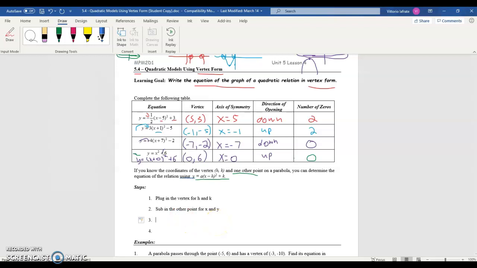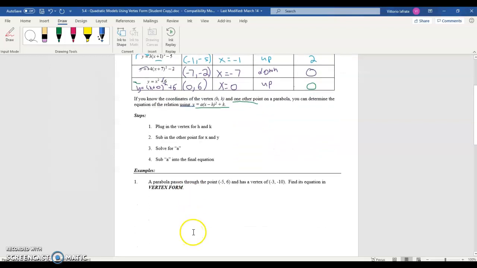The reason you're doing that is because you want to solve for a. So you're going to have your y, your x, your h, your k, and you're just solving for a in the end. And then, once you find your a value, you're going to sub a into the final equation. So those are the main steps we're going to follow. We'll start the first example together, and then we'll finish the other examples in the following video.